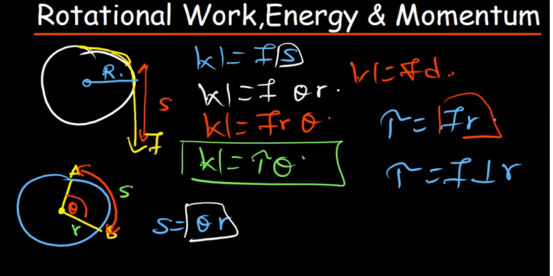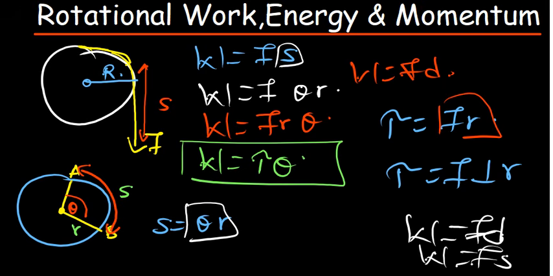Now if we go back to translational work, where we say work is given by force times distance, in this case the distance is the same as the S. So the S, when we talk about rotational work, is the arc length.